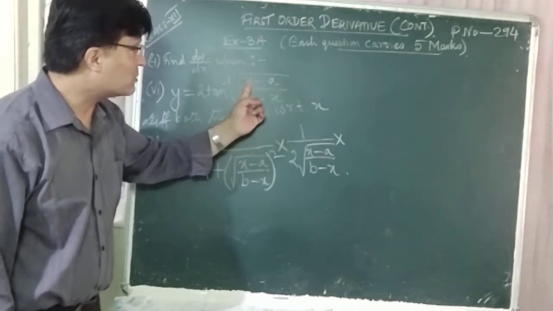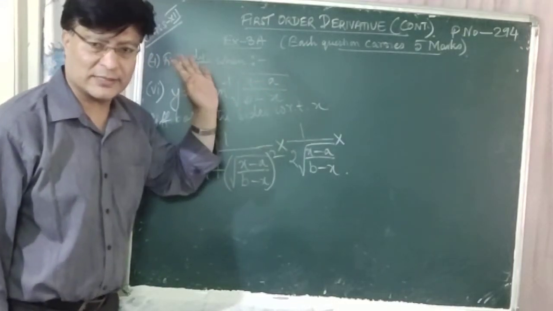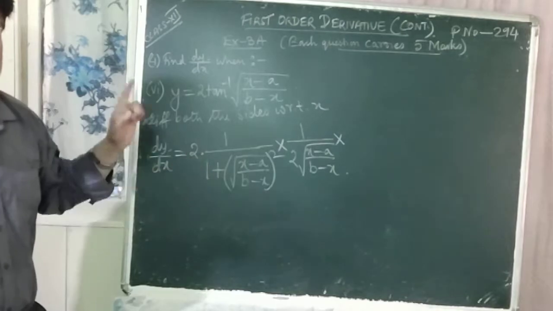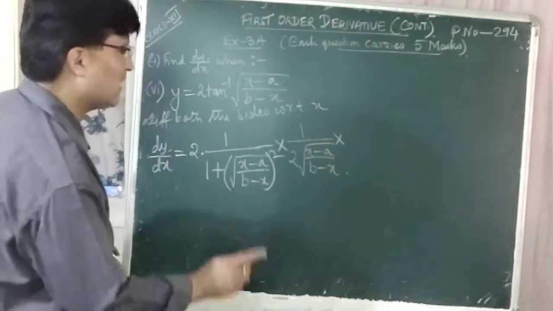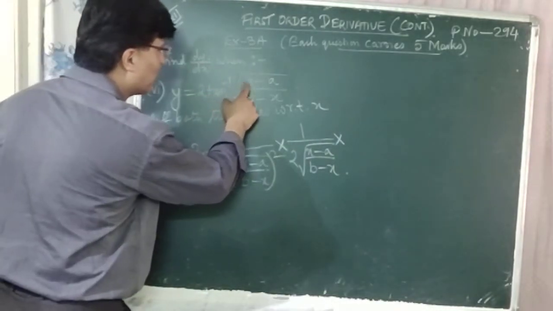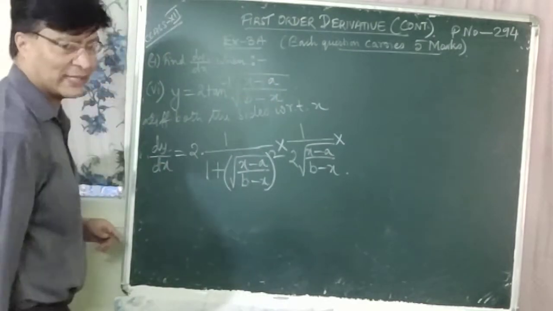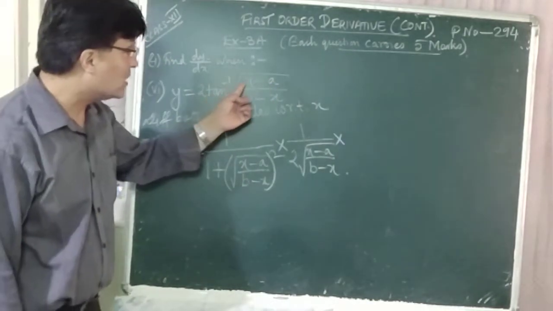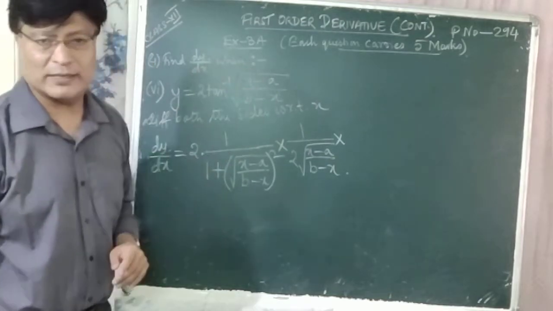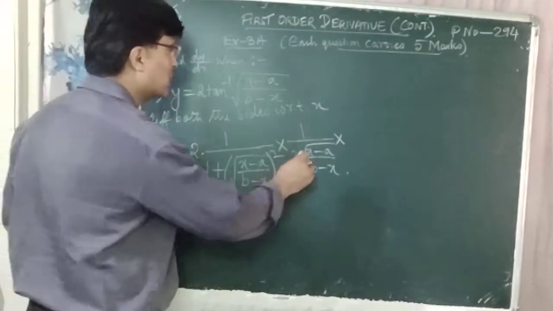Again, into, which function was taken as x to differentiate it? That is x minus a upon b minus x. And again you have to differentiate the term which is assumed as x. That is d by dx of x minus a divided by b minus x. Again you have to differentiate x minus a divided by b minus x. Is that clear? So let us differentiate it.